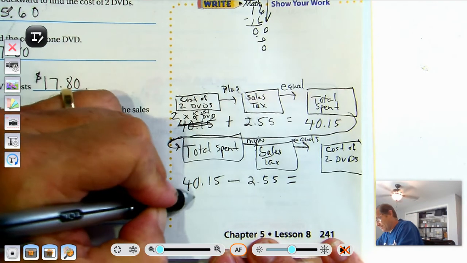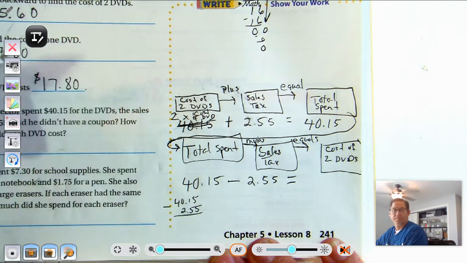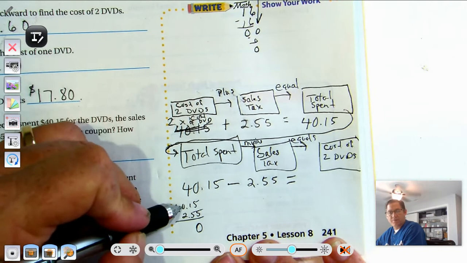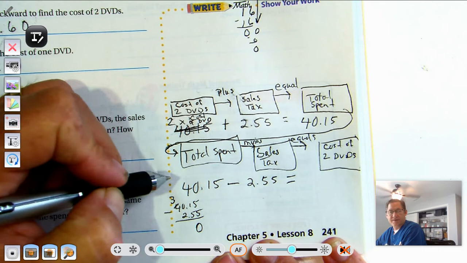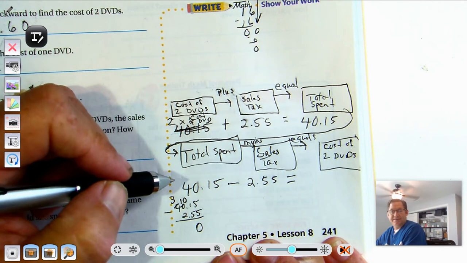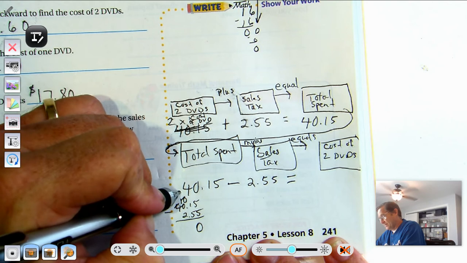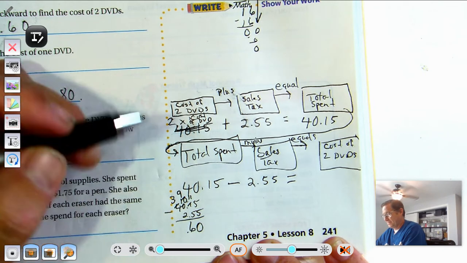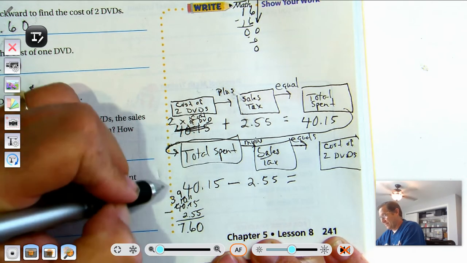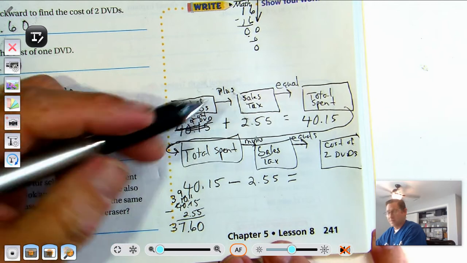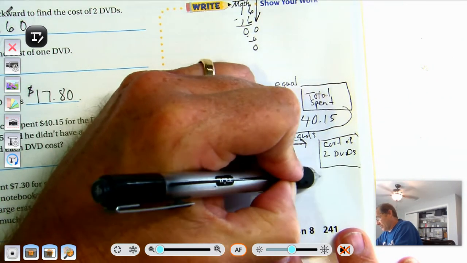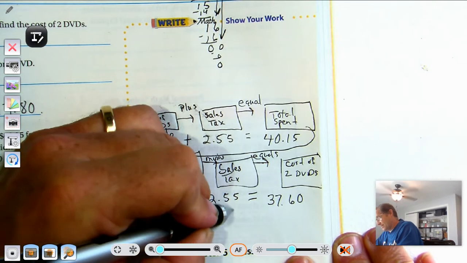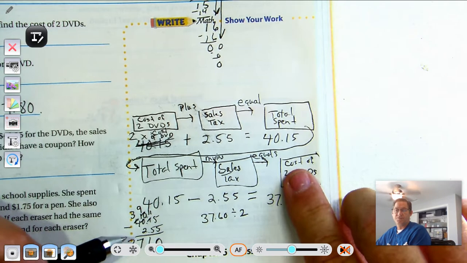So 40.15 minus 2.55. Well, 5 take away 5 is 0. I can't take 5 tenths from 1 tenth, right? But I also can't borrow from the ones. So let's change that to 3 tens. Make that 10 ones. Now we can borrow from the 10 ones to give to the tenths. 11 tenths take away 5 tenths is 6 tenths. 9 ones take away 2 ones is 7. And 3 take away nothing is 3. So the cost of the DVDs is $37.60. We're going to take that $37.60 and divide by 2 because he bought 2 DVDs.